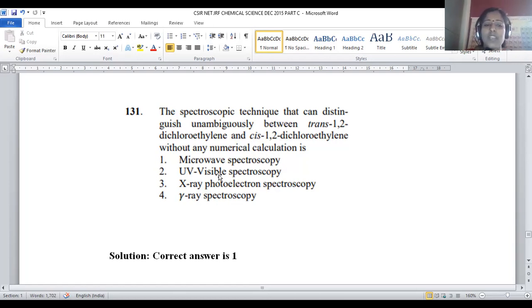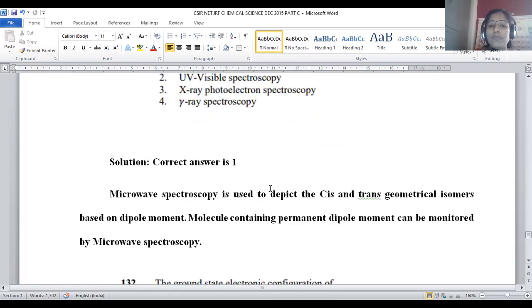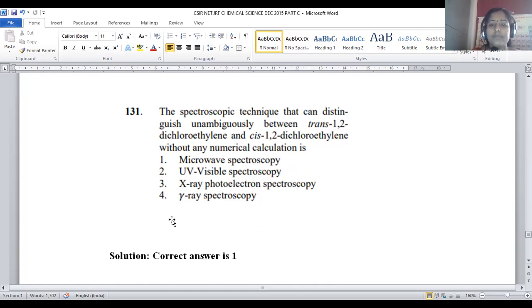compound which was taken. So in general, cis-trans isomers can be identified by three methods. One is NMR spectroscopy, second is IR spectroscopy, third is microwave spectroscopy, right? So here microwave spectroscopy is given in the question, that's why it will be the suitable answer. Then what is the principle involved in this? Microwave spectroscopy mainly operates based on change in the dipole moment.